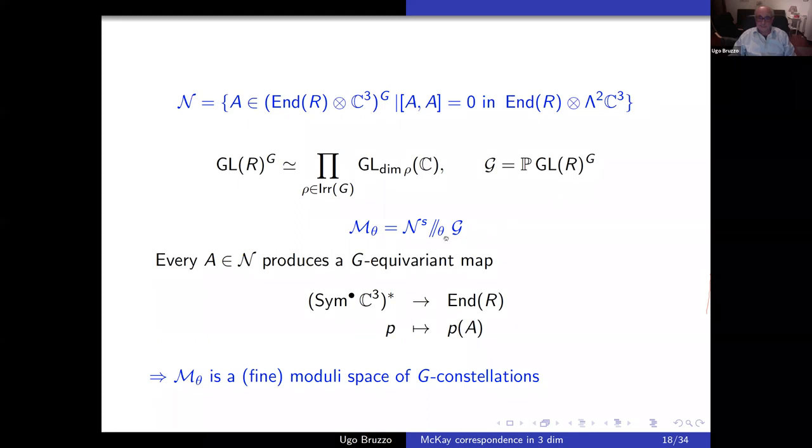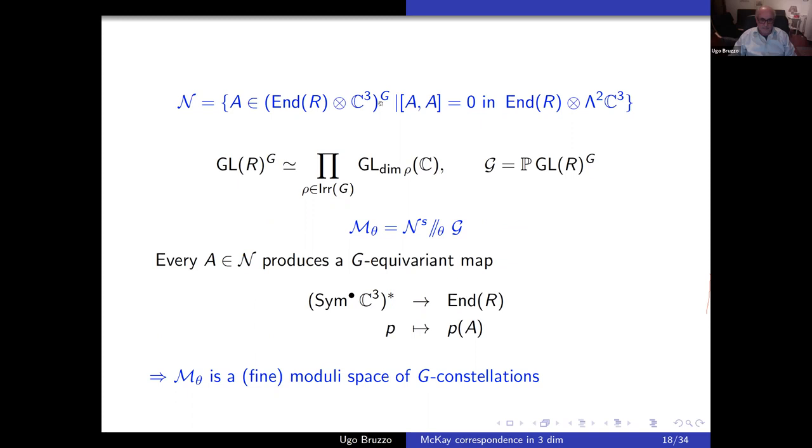And then what you do is you take the set of stable points according to our definition after choosing a stability parameter. And you take the GIT quotient with respect to this group. So you get some space. And actually, you can interpret this as a moduli space of G-constellations, which turns out to be fine.